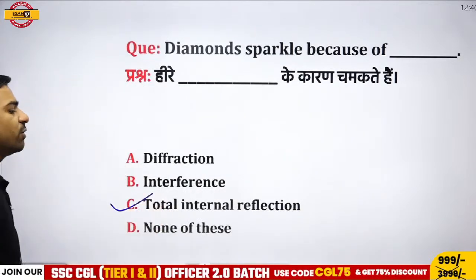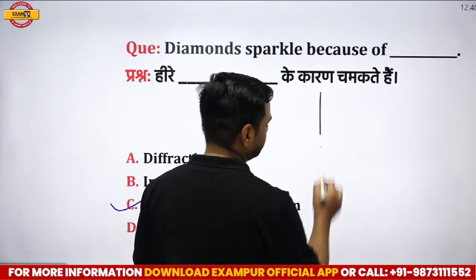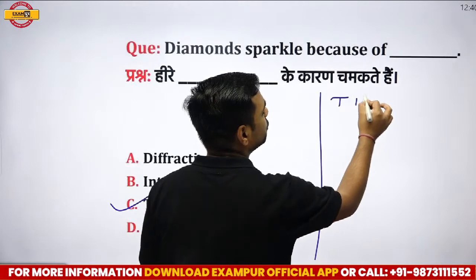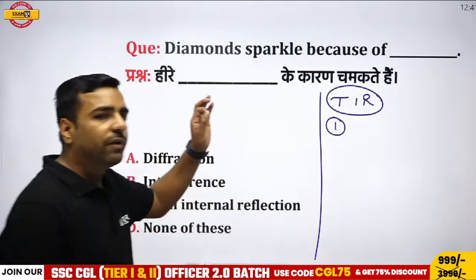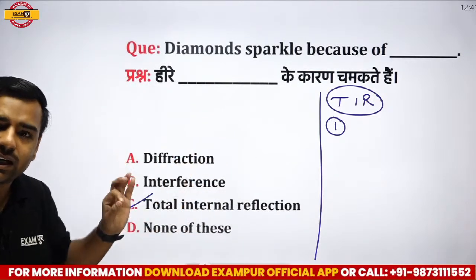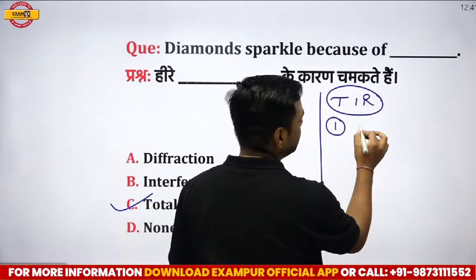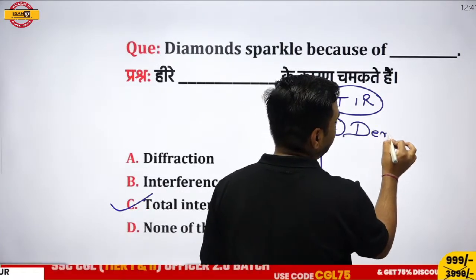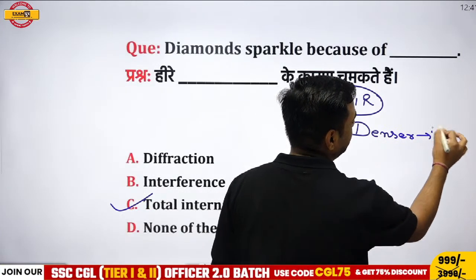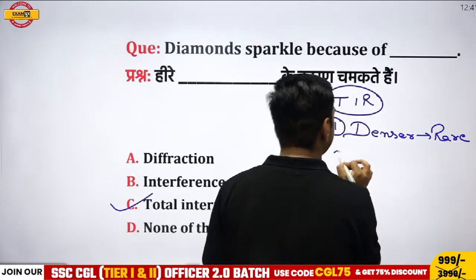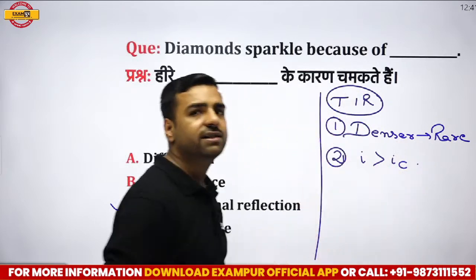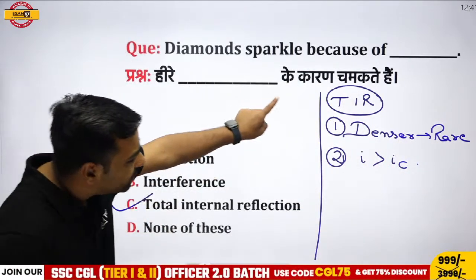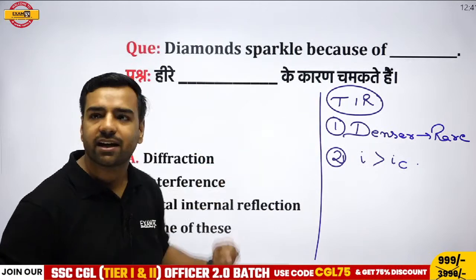Now let's discuss it. What is total internal reflection? If I talk about TIR, that is total internal reflection, it occurs when, first, a ray of light travels from denser medium to rare medium, and second, the angle of incidence is greater than the critical angle. If both these conditions are satisfied, only then TIR will occur.